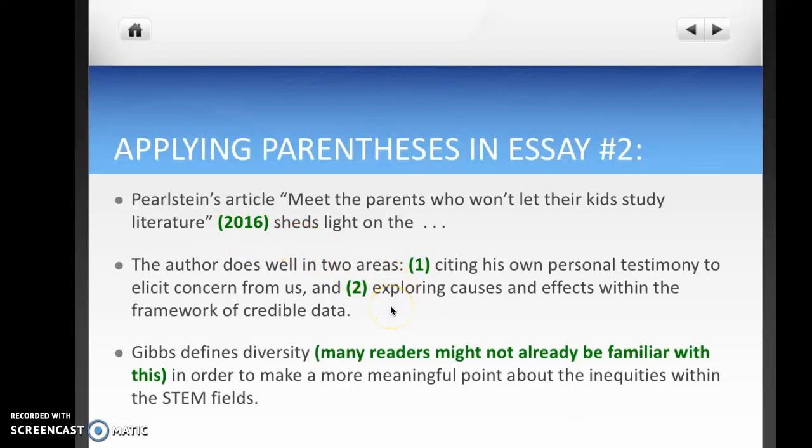In the second example, I do use this list, just like the diversity statement you just saw on the other slide with the A and the B. The author does well in two areas: (1) citing his own personal testimony to elicit concern from us, and (2) exploring causes and effects within the framework of credible data. So if you're trying to list two things, or even more than two things in your writing, but you don't want to do a bullet point because you're writing in an essay style, then this is the way to handle it.